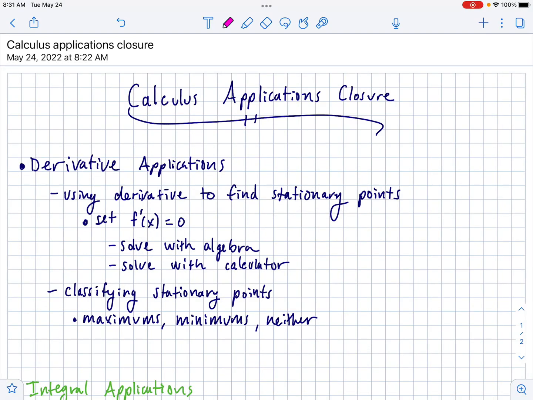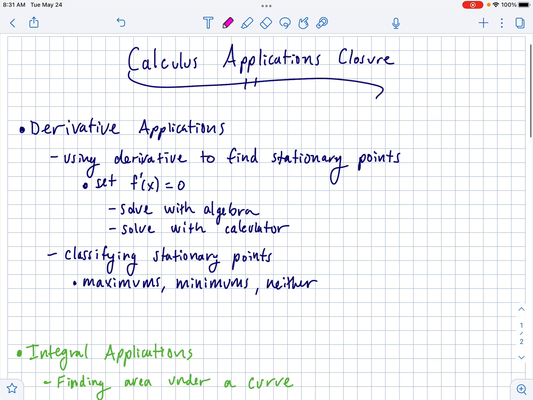All right, you guys, we've reached the end with our fifth learning target for IB AI SL2, which is a calculus application target. So this is an interesting one because it could have derivative applications or integral applications rolled up into it. First, I'll talk about derivative applications.